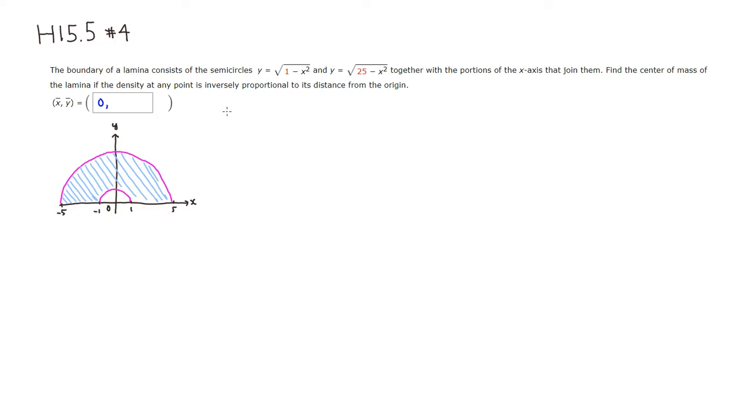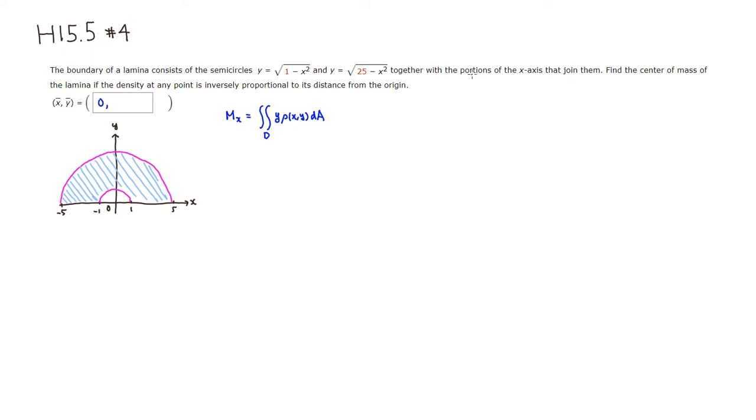Let's find the moment about the x-axis. This is going to be a double integral over this region, which I'm going to call D. Then you're going to have y, sorry, not x, y times rho of x comma y, with respect to the area element.